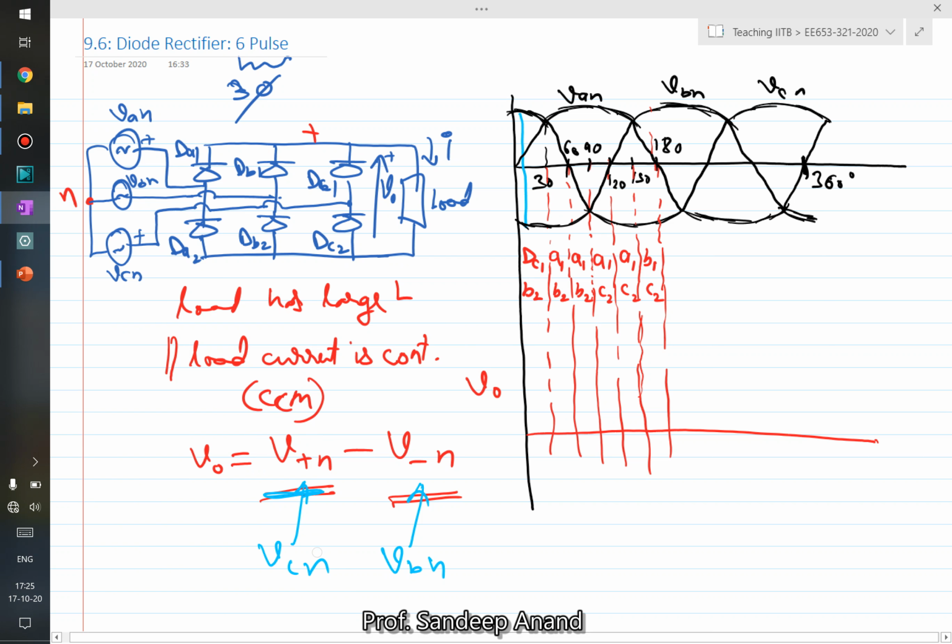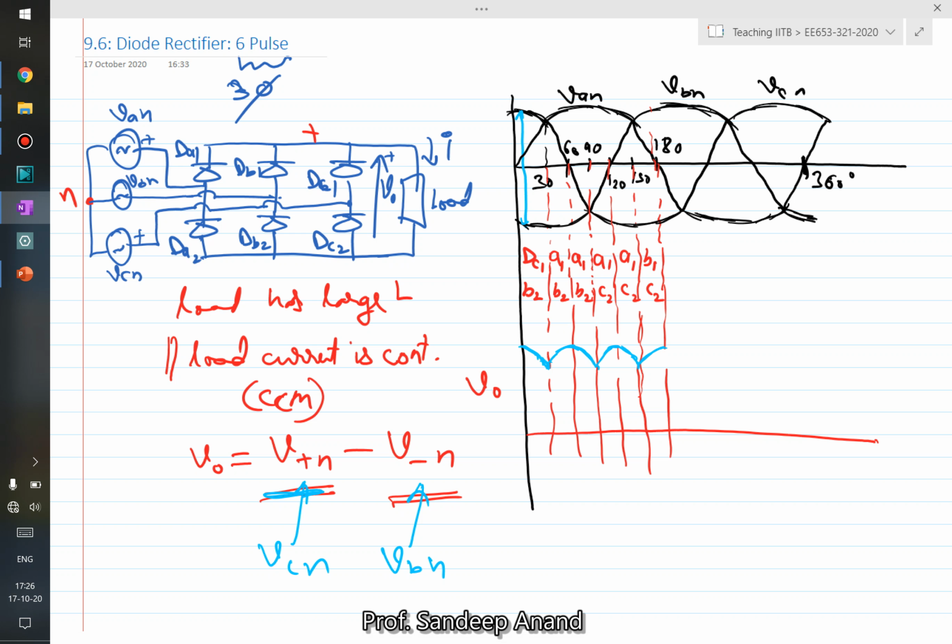Right. So this is the voltage which is going to appear, which is nothing but VAN minus VBN in this case. So you can probably indicatively draw it. Then it will be VA minus VB, so it will be VAB, then again VAB, then it will be VAC, and then again VAC, and then it will be VBC, and so on. So this is how roughly the output voltage would look like.